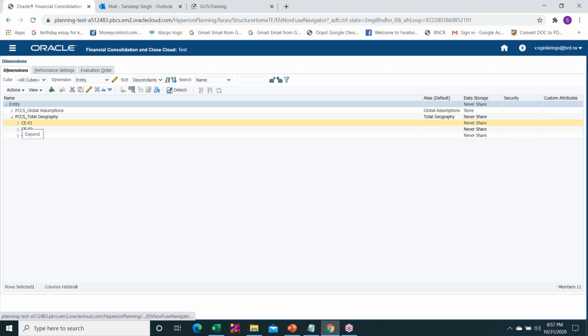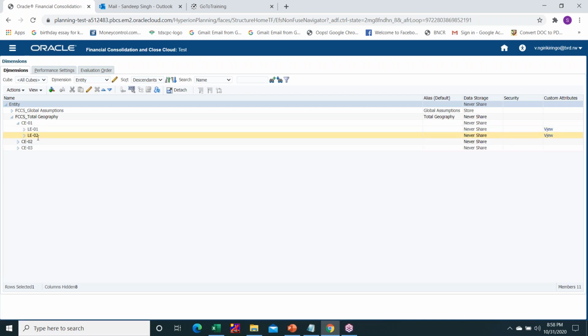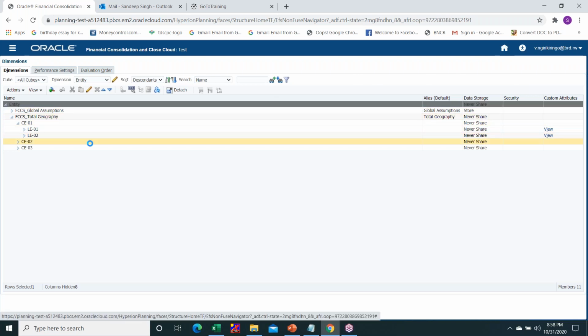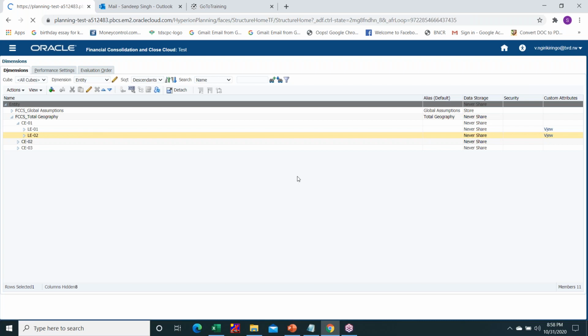According to our example, you see that we do have the consolidated entity. This is the dummy entity where you will find your consolidated number. Under this consolidated entity, you will find your legal entities. So under this, we do have the two children, that is legal entity 01 and legal entity 02. Now how have we defined the ownership for these legal entities? I'm going to show you how we have defined these legal entities within the application.